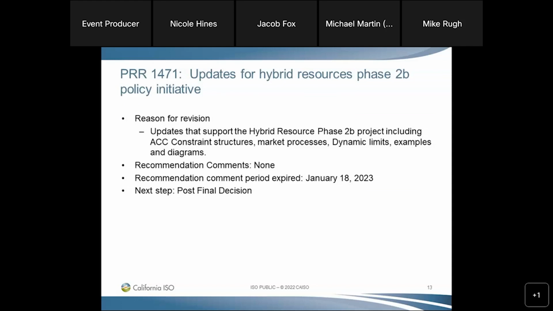All right, PRR 1471. This updates Hybrid Resources Phase 2B policy initiative. So this includes the new ACC constraint structures, market processes, dynamic limits, and examples and diagrams. This current version has no comments, and the comment period expired on the 18th. The next step is to post final decision. I will clarify or add a qualifier onto that.